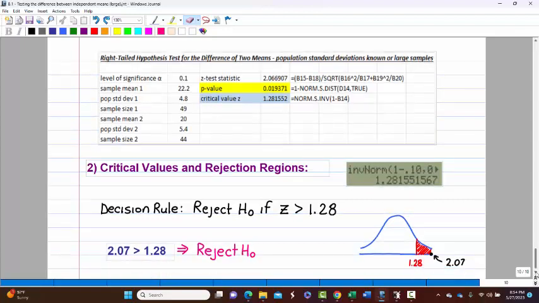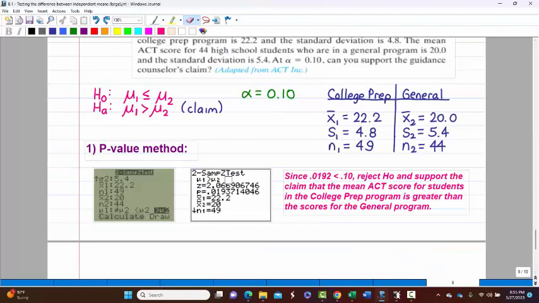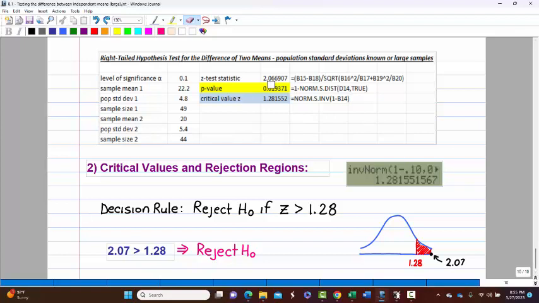Now, just like before, when you want the right tail value in these inverse programs, whether it's norm or t, we're not using inverse t in this section, you have to put 1 minus your alpha. So there's 1.28, whereas all you got to do here is just put in 0.1 and then 1.28 right there. So your test statistic, either from here or up there, same thing, 2.067. Here it is in Excel, 2.067.